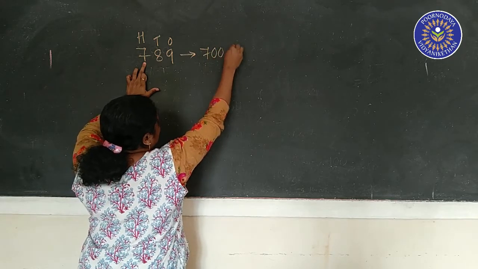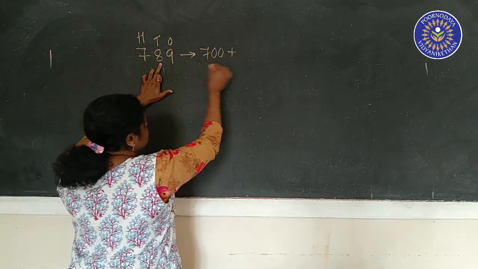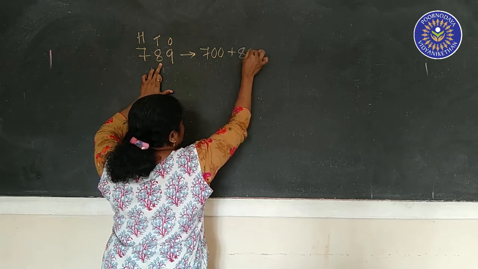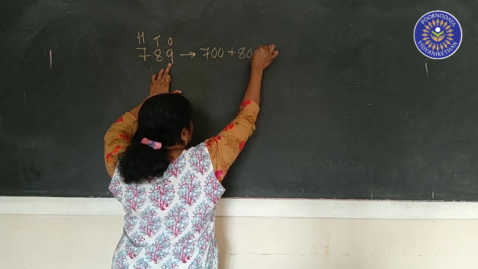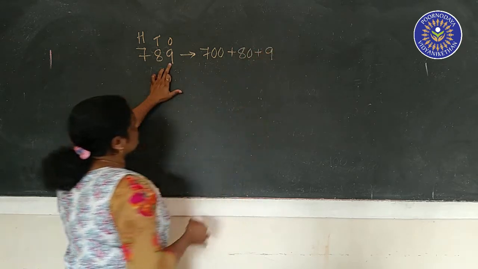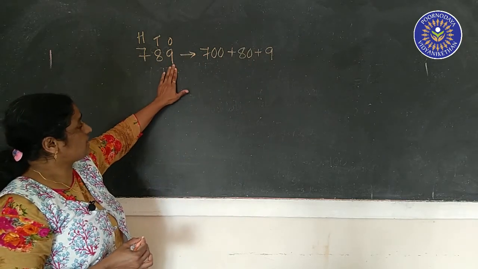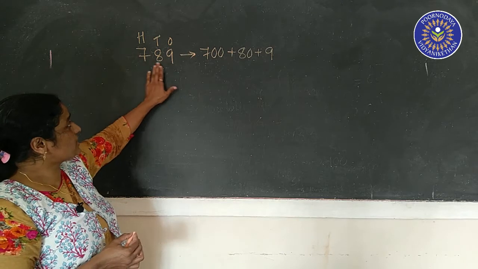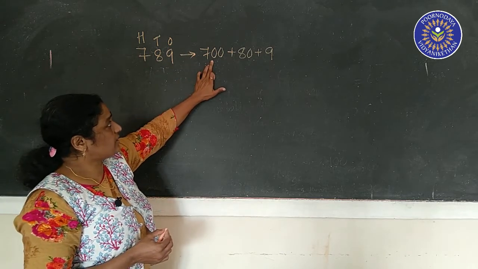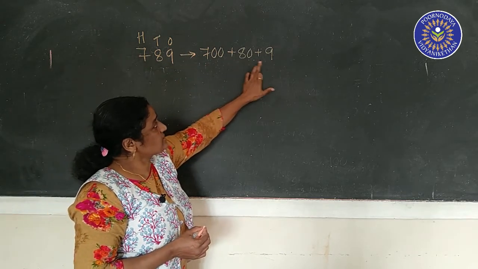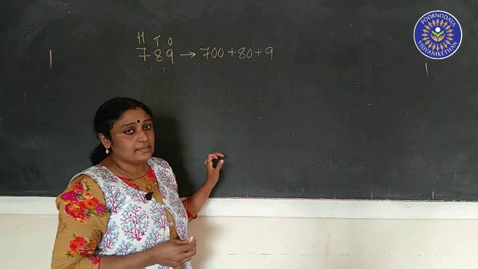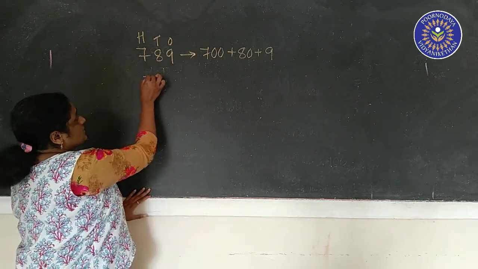So we can start with 700 plus, in the tens place 8 tens, that is 80, plus 9. This is the expanded form of 789. Expanded form of 789 is 700 plus 80 plus 9. Clear?